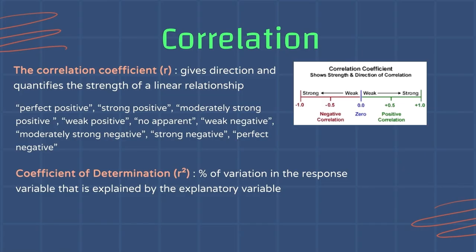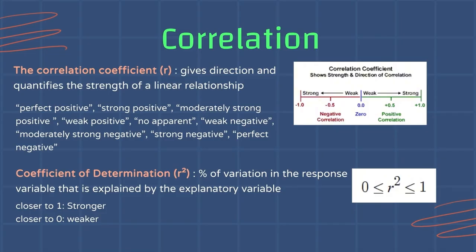The coefficient of determination, which is r squared, is the percent of variation in the response variable that is explained by the explanatory variable. So basically, what is the variation in the predicted values of y that is explained by the explanatory variable? It's from 0 to 1, which makes sense because -1 squared would be 1. You can't have a negative value that is squared and still be negative. So closer to 1 is stronger and closer to 0 is weaker.